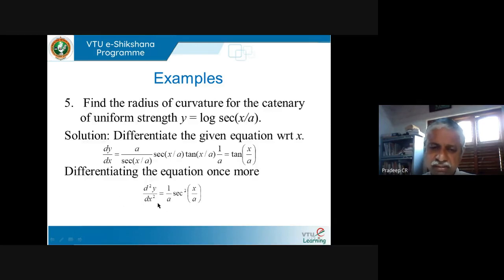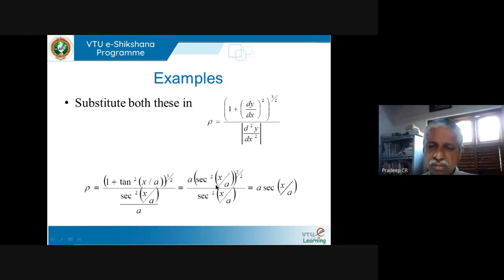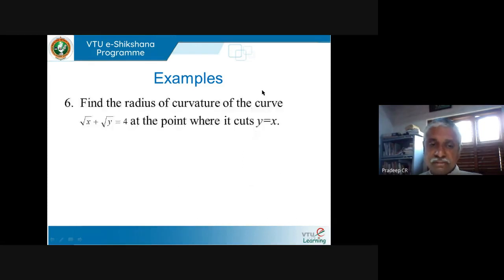How did I get this? Here it is, d square y by dx square. So I substitute that and evaluate. I get a secant x by a. So this is how you have to basically understand: y equal to f of x curve is given, dy by dx you find, d square y by dx square you find, so plug in both the values in this.